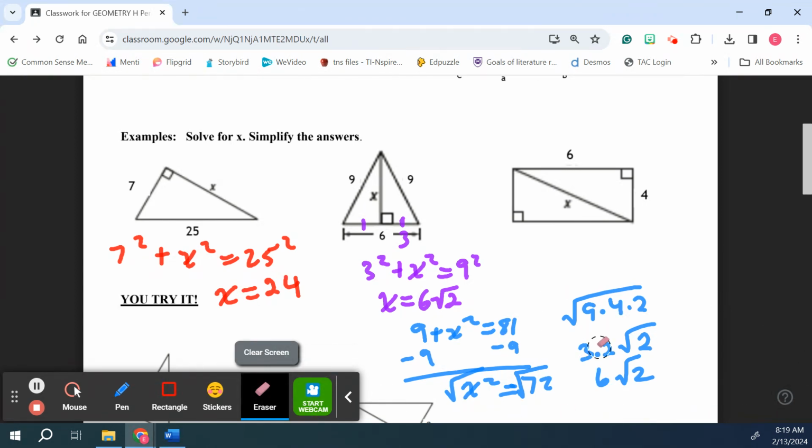All right, I do need to erase some of this. So is anybody copying this down? Is he caught up? Okay.